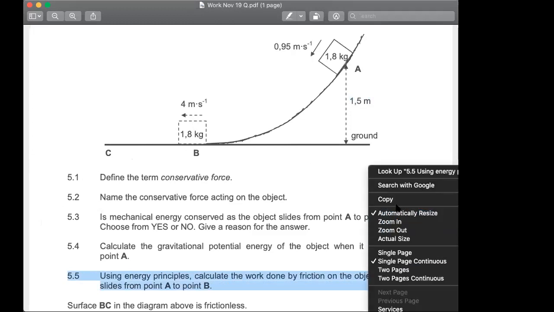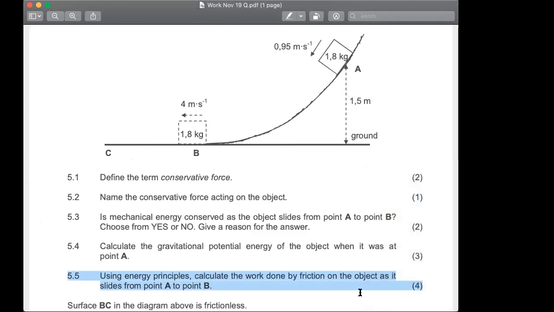Work out what you can. How are you going to work out energy?